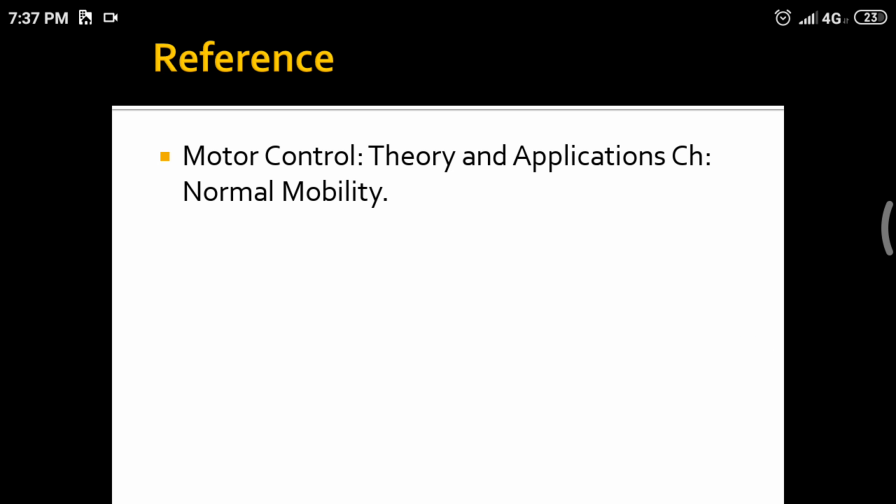You can refer to Shumway-Cook, Theory and Application, the chapter on normal mobility for this.